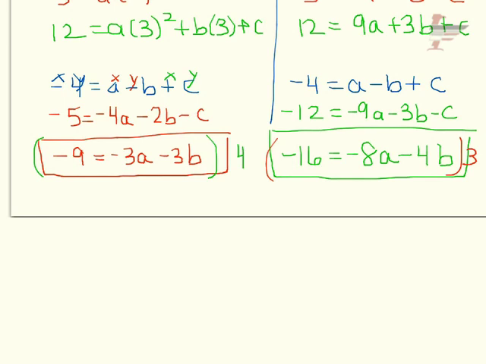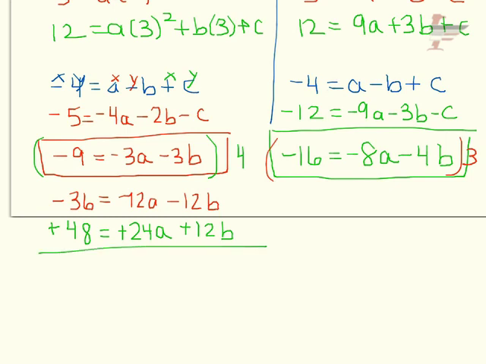Alright, so my new red is going to be negative 36 equals negative 12a minus 12b, and my new green equation, multiplied all by 3, will be negative 48 equals negative 24a minus 12b. And then if I want to eliminate my b's, maybe I'll just change all my greens here to negate those, right? When I add them up, I get 12 equals 12a, so that's pretty easy to see that a is equal to 1.